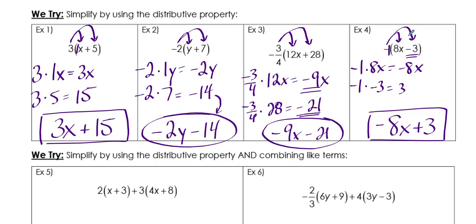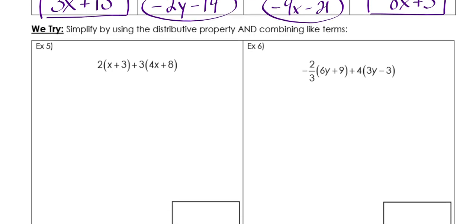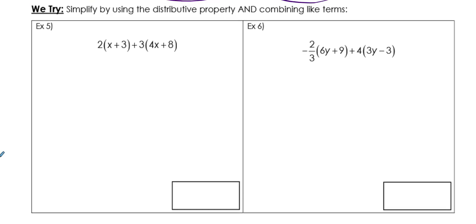So multiply into each term inside, figure out what that number is, including the sign, and rewrite it in your expression. These are going to get a little bit trickier because now we're going to distribute what we just learned about, and we're going to combine like terms. That's what we learned about last time.